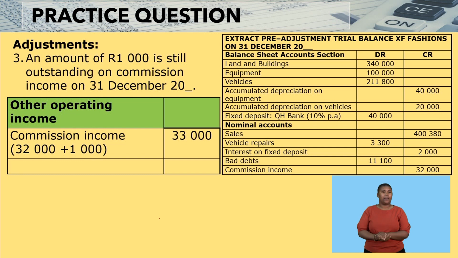This is what we then end up with. Remember, we add the 1,000 that is still outstanding. That is our accrued income. Very important that we know how to do these adjustments.